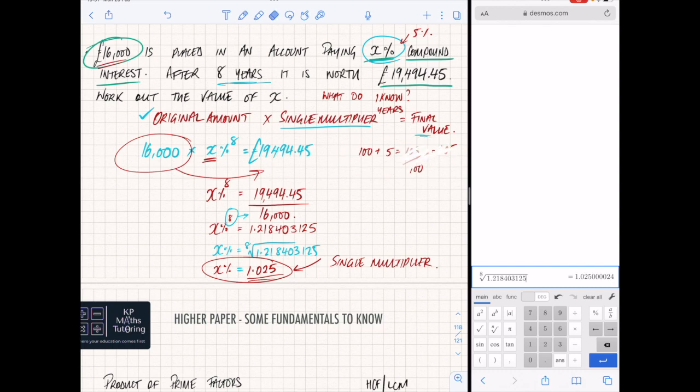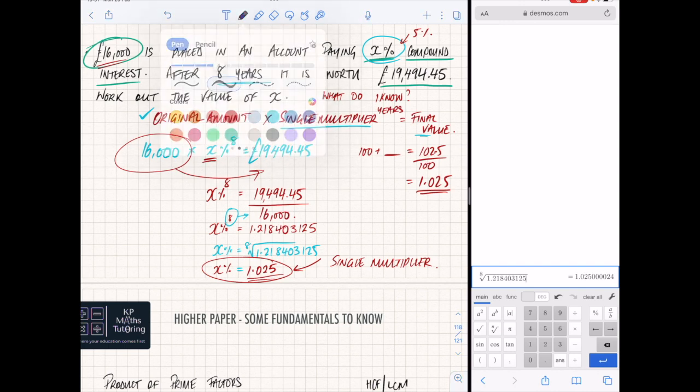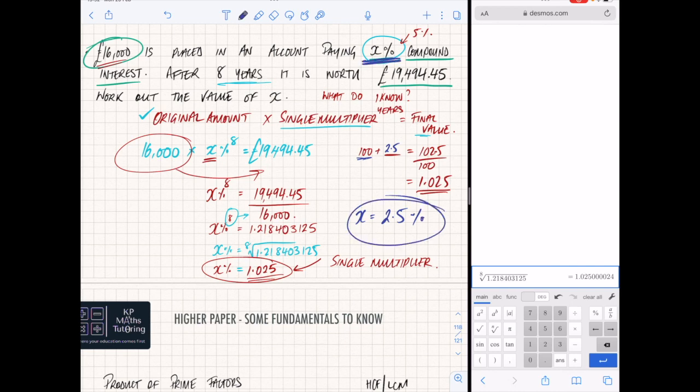So what I'm now saying, it's kind of working backwards again, I'm saying 100 plus something gives me 102.5, and then when I divide that by 100, I get 1.025, because this is my single multiplier, okay? Well, basically what you've got to figure out for yourself is what do I need to add to 100 to get 102.5? And the answer is 2.5. So in this question here, X is equal to 2.5%. Okay, that's what my original percentage would have been in this question.